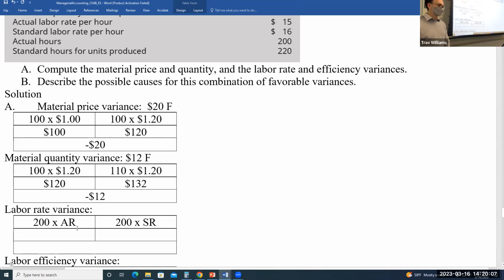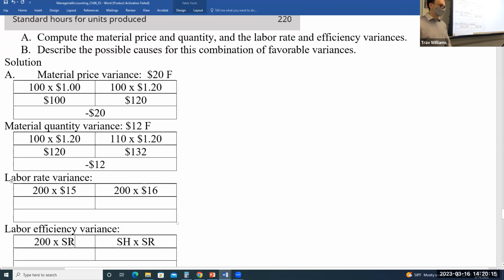Actual rate of labor is 15. Standard rate 16. And standard hours is 220. Okay, I'll start doing the labor calculations. Were there any questions on the materials?